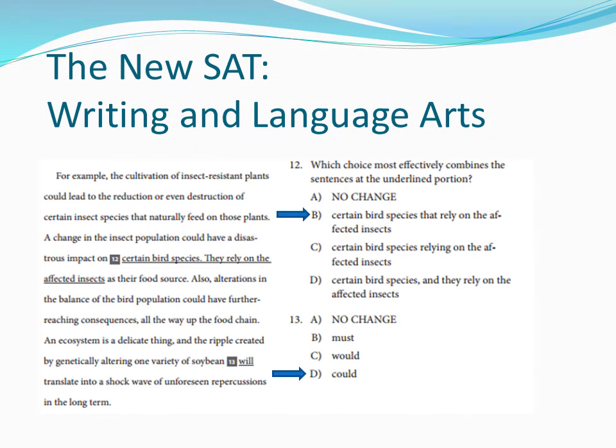And then down to the final one here. Is it a will or a could? Let's see what it is. An ecosystem is a delicate thing, and the ripple created by genetically altering one variety of soybean will translate. We don't know that, right? The author's tone has never been certainty. The author's tone has been the potential of something happening that we don't know about. It could be very minor. It could be very major, it's said in the preceding paragraph. And so it could, not will. There's the right word choice.